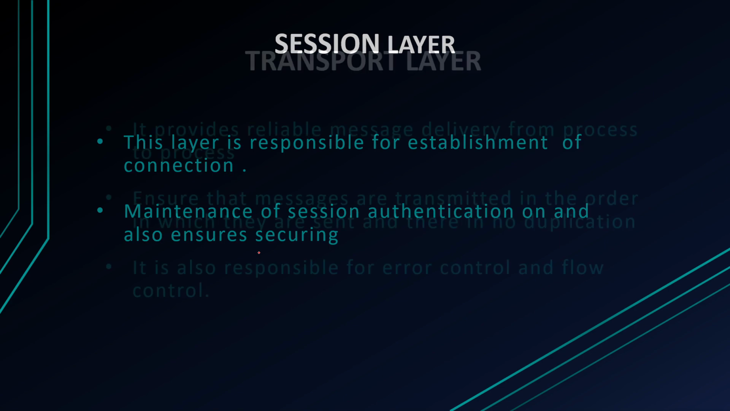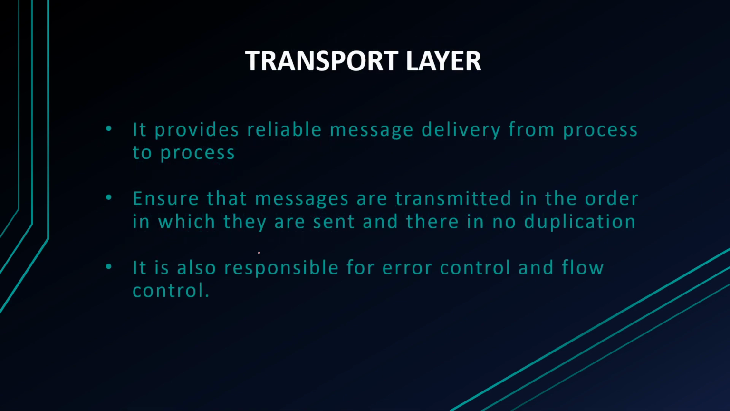Move on to the next one, the transport layer. It is the heart of the OSI model, because it is the middle layer and the most important layer. So let's see what happens in this layer. It provides reliable message delivery from process to process. It ensures that messages are transmitted in the order in which they are sent and there is no duplication. It is also responsible for error control and flow control.